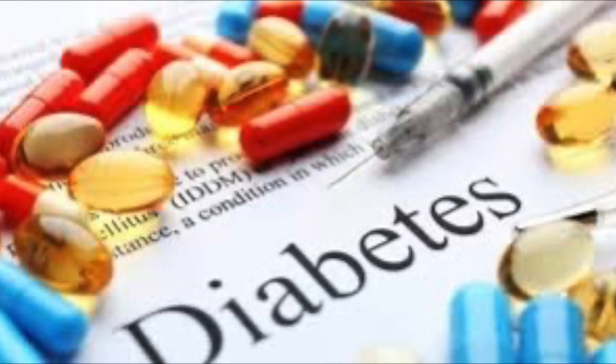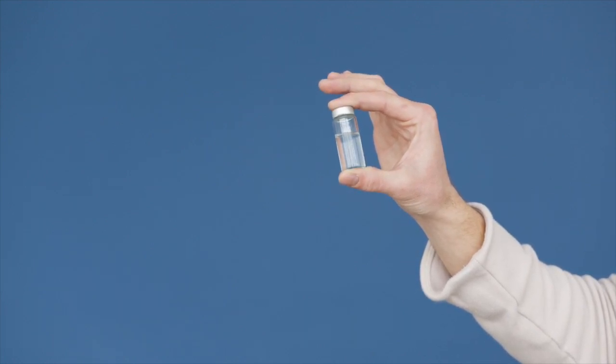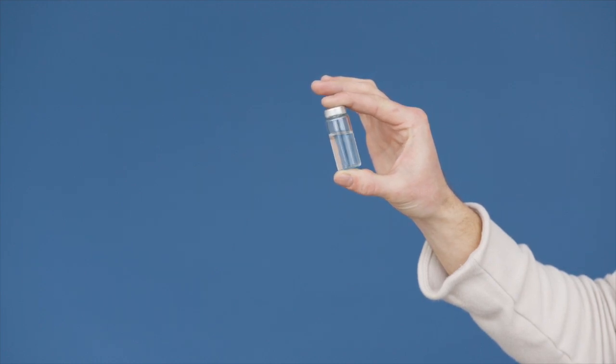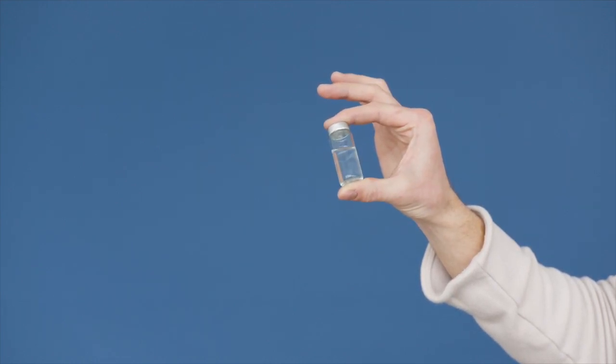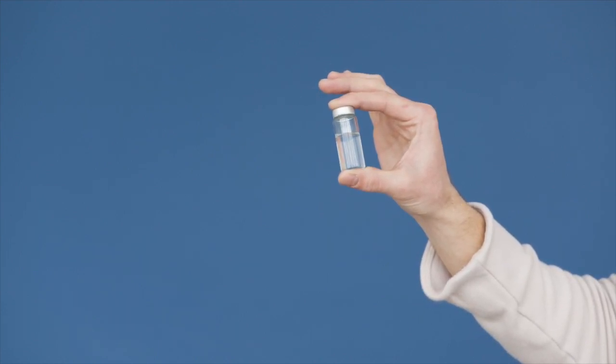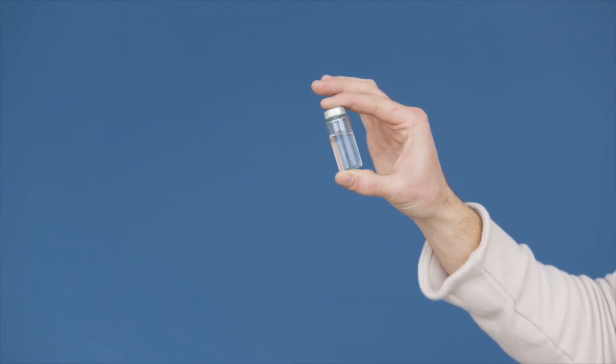For some people with diabetes, insulin therapy may be necessary. Insulin is a hormone that helps glucose enter your cells and be used for energy. If your body doesn't produce enough insulin or doesn't use it effectively, insulin therapy can help regulate blood sugar levels. Insulin can be injected using a needle and syringe or through an insulin pump.